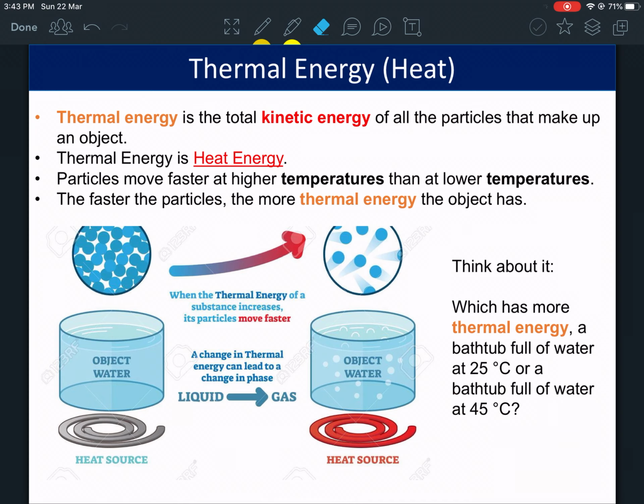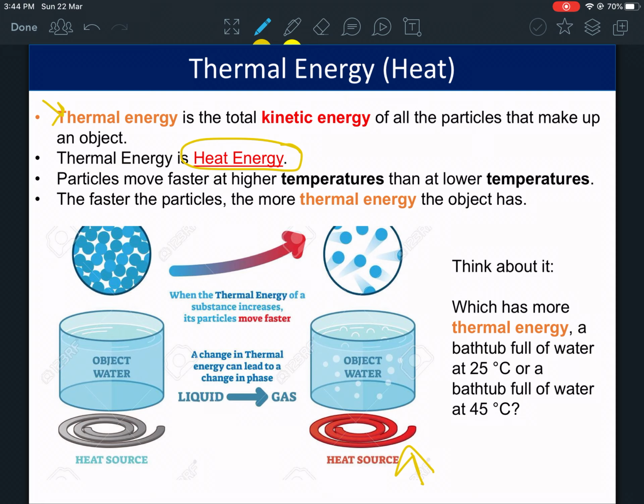Okay, next we have thermal energy. Thermal energy is the total kinetic energy of particles that make up an object. Now this is kind of confusing when you look at this description, but what you need to know in general is that thermal energy is heat energy. Heat. Particles move faster at higher temperatures and slower at lower temperatures. I'm going to explain this. So you see, this is a heat source. It's on the stove. This is water boiling on the stove that's giving it heat. This heat is called thermal energy.